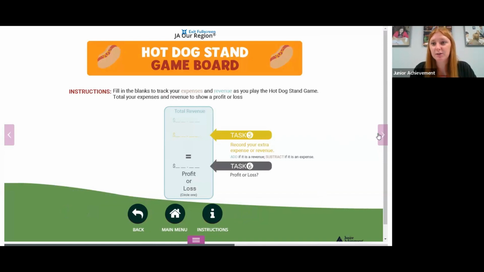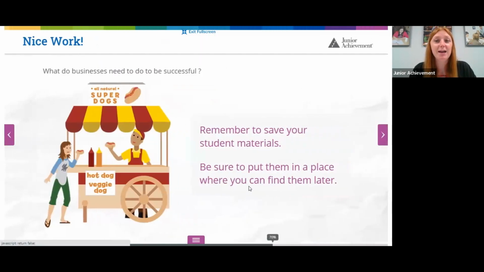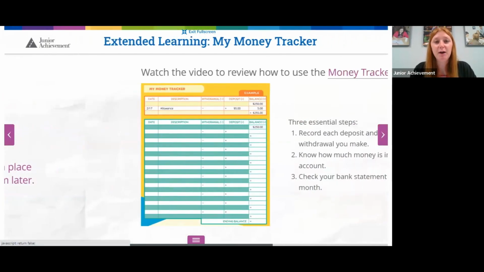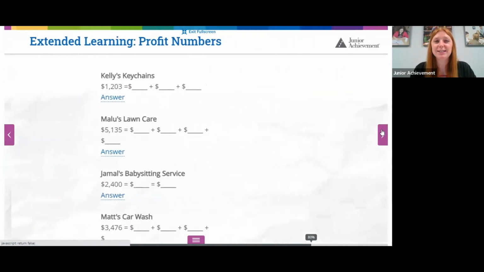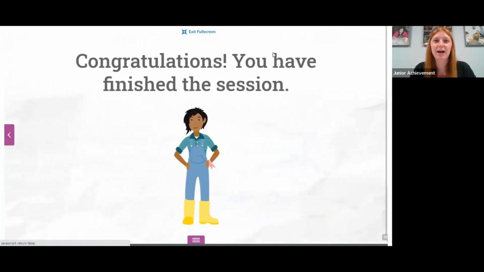Then once you're done, you're just going to use that purple arrow to move on. And you're really just going to wrap up the lesson. If you have time, again, you can always do these extended learning opportunities that are within the digital on-screen presentation.